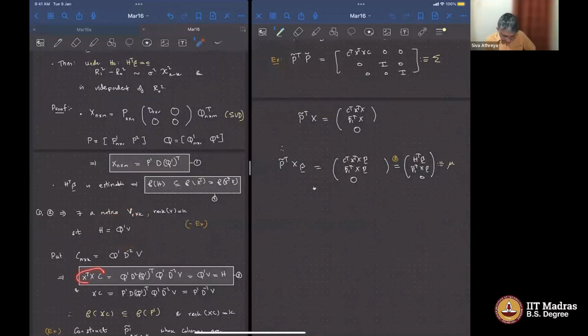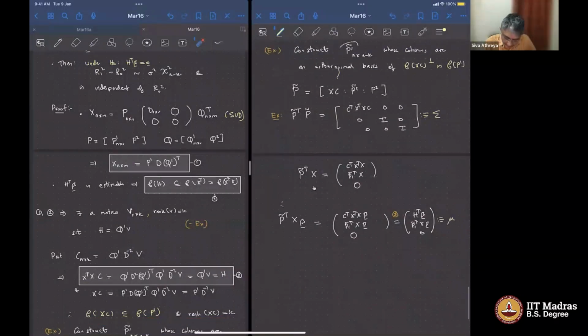And then if I look at X transpose X times C, I get H back. And XC looked like P1 D inverse times B, which implied that the column space of XC is contained in the column space of P1, and the rank of XC is K. So then the key was to construct another matrix P1 tilde, whose columns were in the orthogonal complement of the column space of XC, inside the column space of P1. And once I had this, I have a new matrix P tilde. This had the property that P tilde transpose P was sort of diagonal like this. So I call this sigma. P tilde transpose X was this, and P tilde transpose X beta was going to be equal to this.